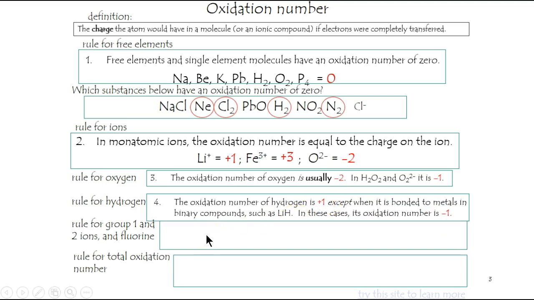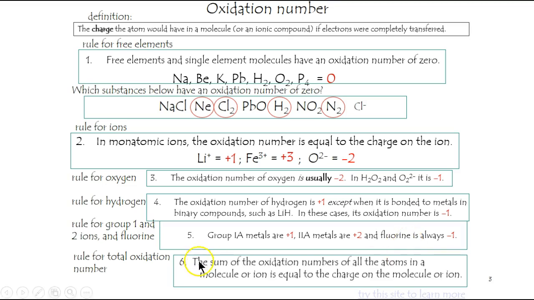Now for the group 1 and the group 2 ions, group 1 are always +1. Group 2 are always +2, making life simple. And fluorine is the only halogen that we can give a charge always of -1. The other ones can vary. The total oxidation numbers in a molecular ion is equal to the charge. And if it's 0, the total sum of the oxidation numbers will equal 0. So these are the rules for oxidation numbers screencast.